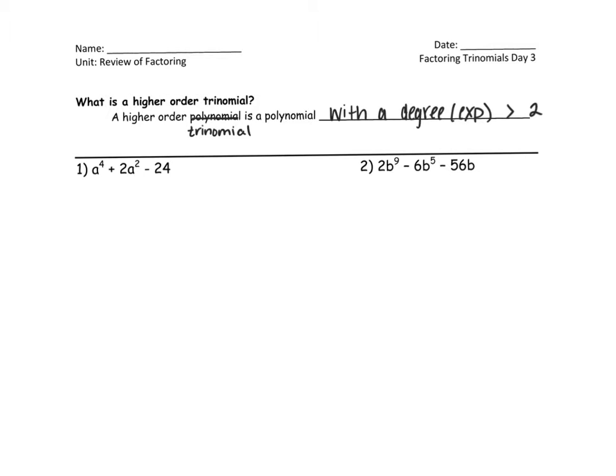So in the first example, we're going to do it just like we normally did. So we have a to the fourth times negative 24. We're multiplying those. So we have negative 24 a to the fourth power. So let's go ahead and find our factors. So 1 and 24, 2 and 12, 3 and 8, and 4 and 6. We need to multiply actually to a negative 24, so I'm going to go ahead and make the first terms negative, right? Because we need a negative and a positive.